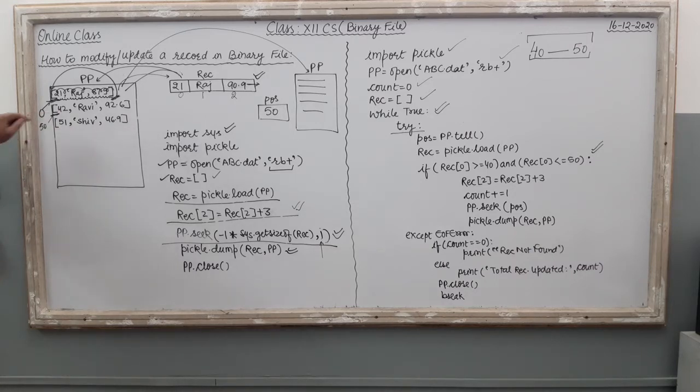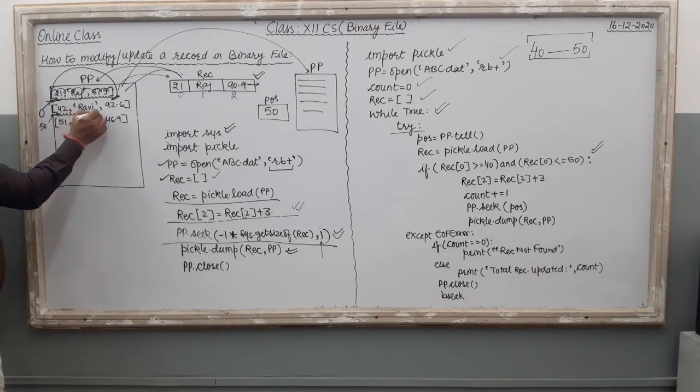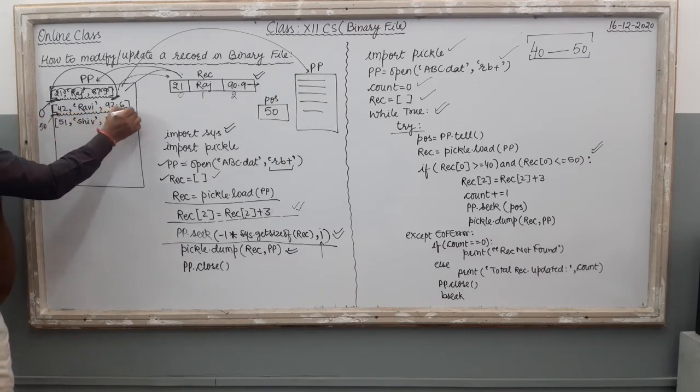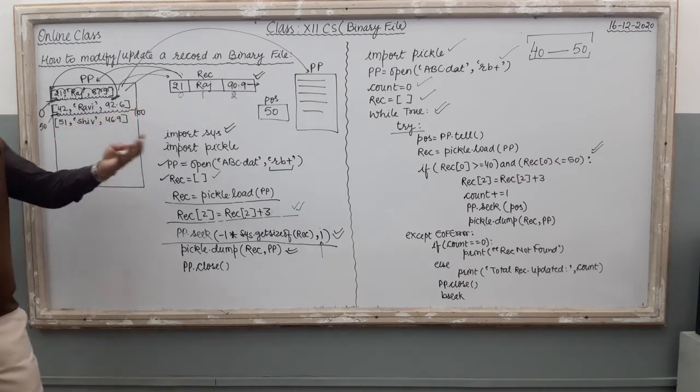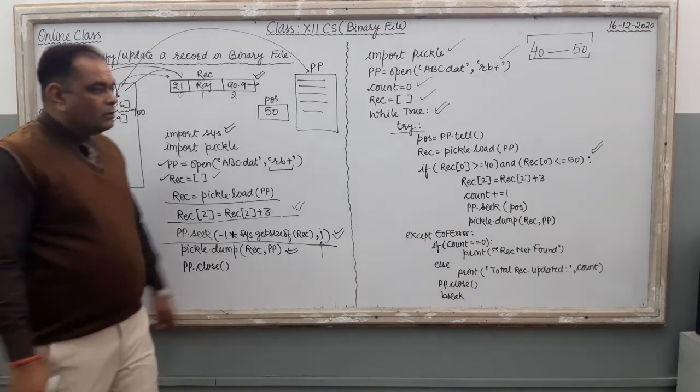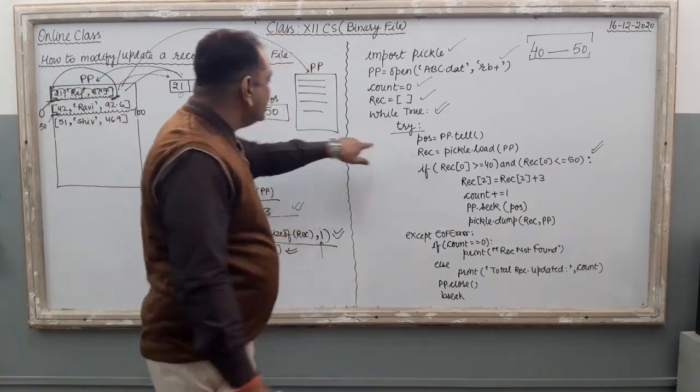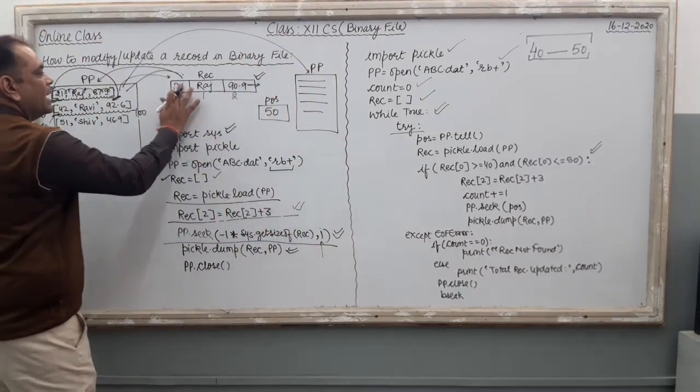Now what will happen? The computer will read this entire record, so the cursor moves 51, 52, 53. What is its size? 50 bytes. So the cursor will read it completely. Now the cursor is here at the 100th position. Read 50. Clear? Now the new record is loaded inside this.